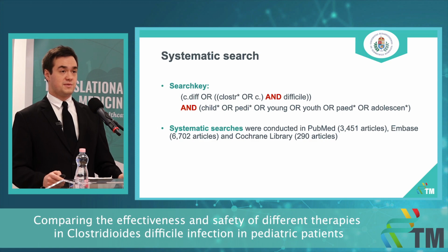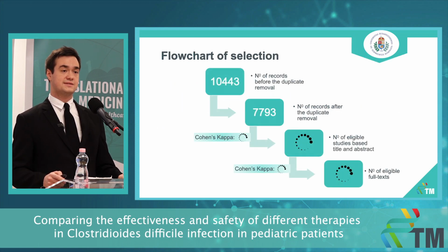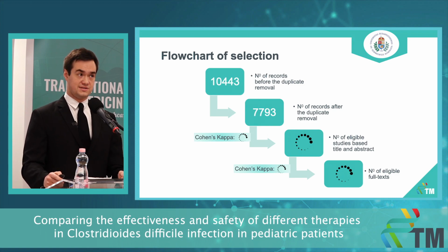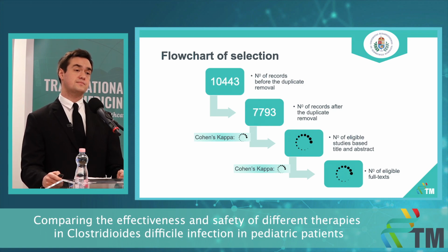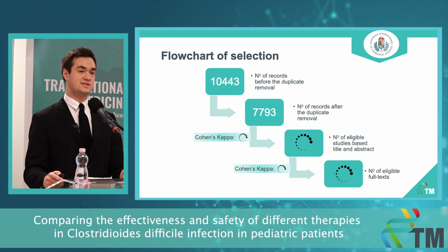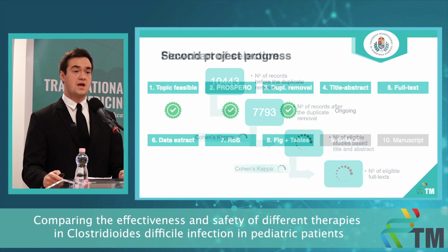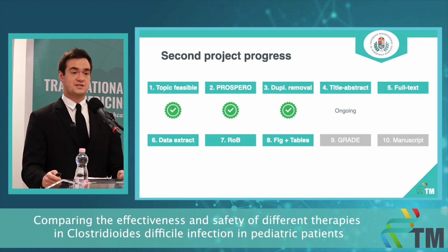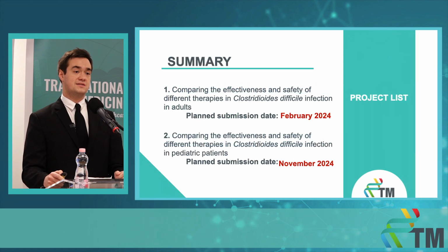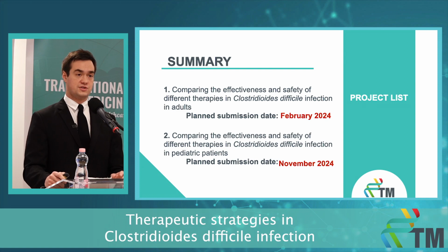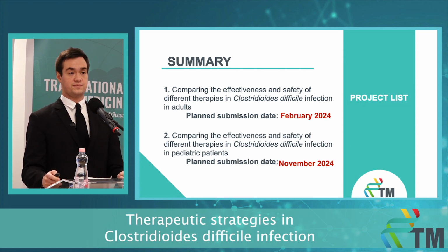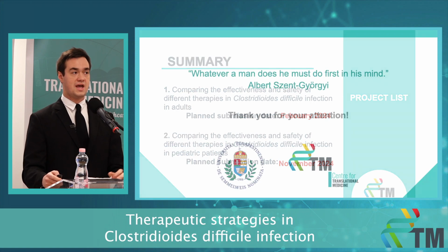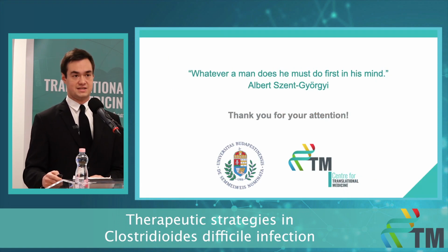We did our systematic search with this final search key in the 3 main databases, and we've got more than 10,000 hits. After the duplicate removal, we've got a little bit less than 8,000 articles. Now the title and abstract selection is ongoing. In summary, we would like to finish our first project this year, in February, and the second one at the end of this year. And at the end, thank you for your kind attention.